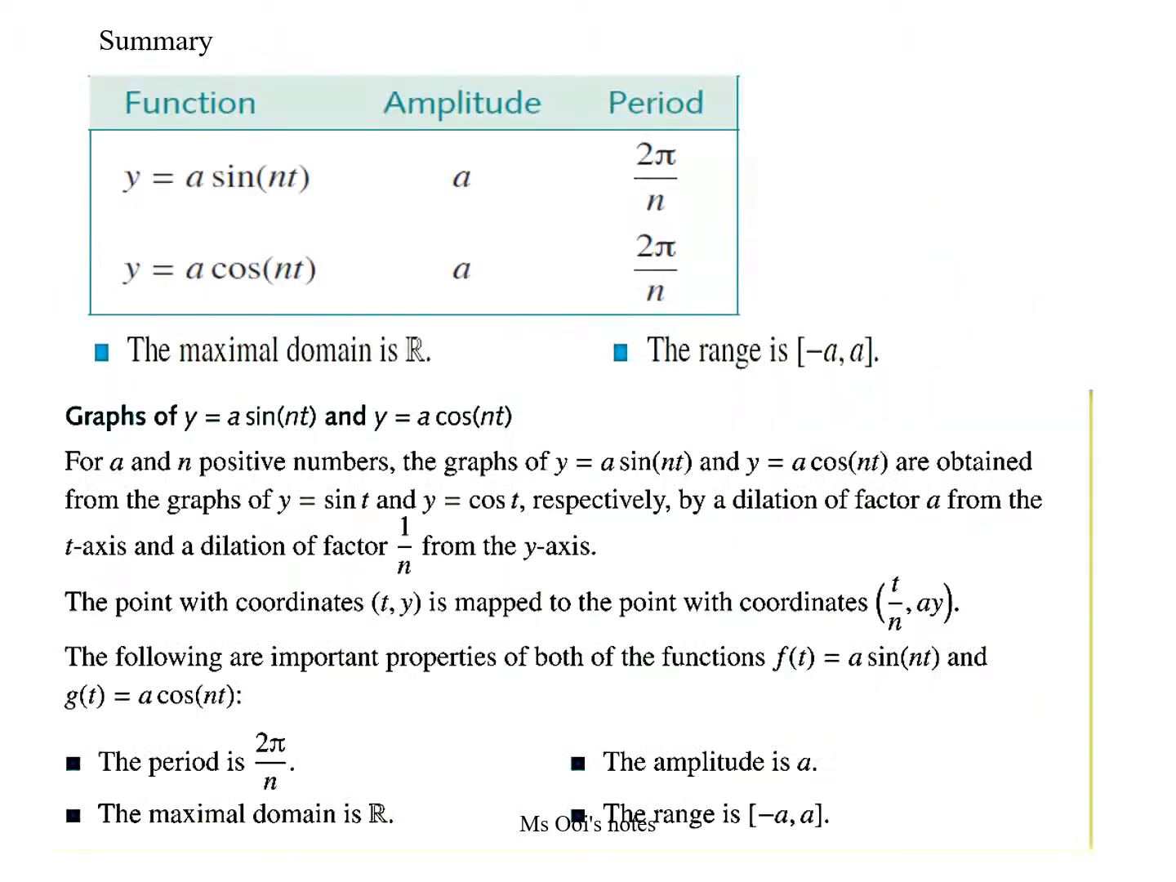Okay, that's the period. All right, in summary, if you have y equal to a sine nx, a is the amplitude, and the period will be simply 2 pi divided by n. So there's a dilation factor of 1 on n from the y-axis, so it's 1 on n times 2 pi. Amplitude is a, the period is 2 pi divided by n.